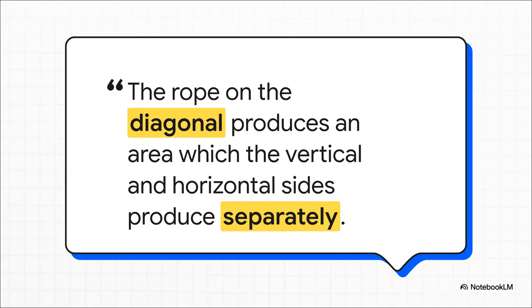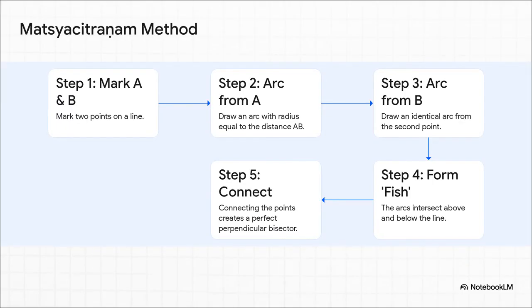This is geometry born directly from a practical need. And their methods were just so elegant. Take this one for creating a perfect perpendicular line. It's called the fish figure method. You just make two intersecting arcs from 2 points on a line. The shape they create looks kind of like a fish. And if you draw a line right through the middle, connecting the intersection points, you get a perfect perpendicular bisector. Every single time. It's foolproof, and you don't need any fancy modern tools.